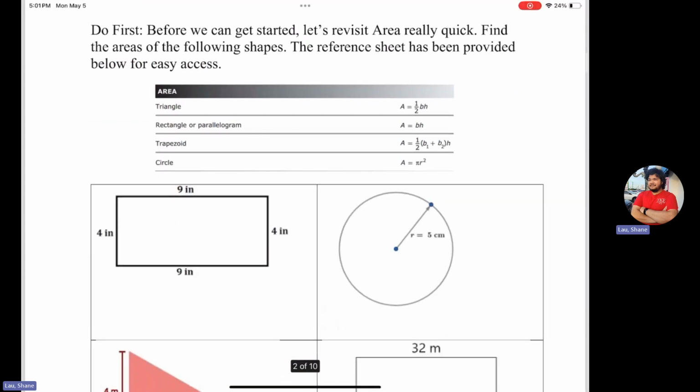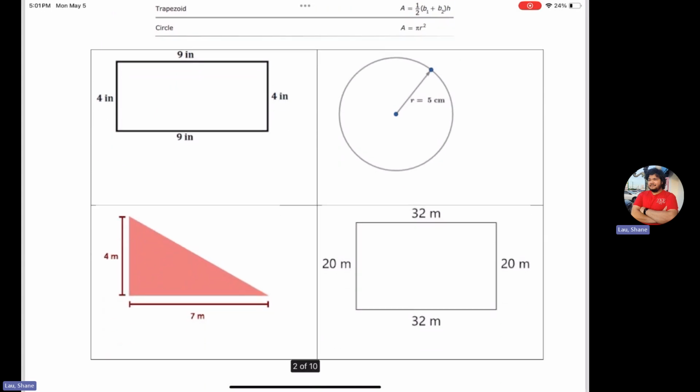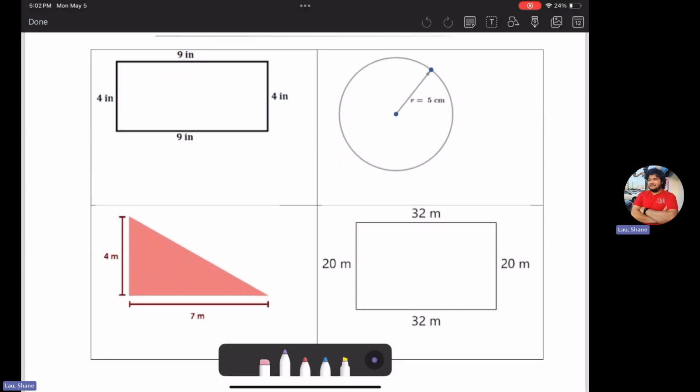So if you haven't done so already, go ahead and do your do first, because do first is a good idea. You should do that. But I'm just going to assume that you've already done it. And if that's the case, you can just move on right ahead. I will go ahead and write the answers in. And here we go. The first answer for this rectangle you should have gotten is 32 inches squared. Okay. Don't forget your square because this is about area. So inches squared.